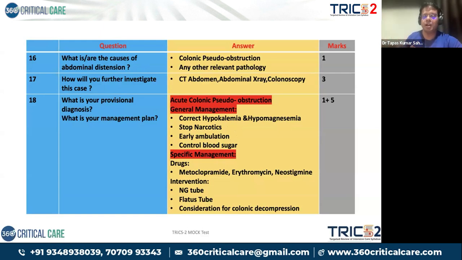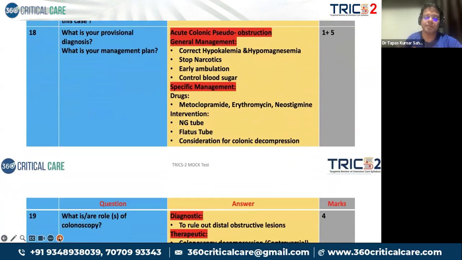First up, BIDS. Look how clever the examiners are. They wanted to know that you are actually thorough about the general management plan also in your ICU daily round, like first up BIDS. Now, coming to the specific management, drugs: you have to start with pharmacotherapy first, metoclopramide, erythromycin, or neostigmine. And the intervention part: you have to put an NG tube, put the patient on NBM or NPO, put a flatus tube, and consider colonic decompression.